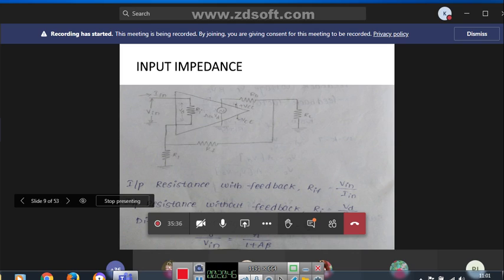So here the input resistance with feedback RIF equals Vin by Iin, the input voltage by the input current. And the input resistance without feedback RI equals VD by Iin, right? Here VD is the input voltage for the basic amplifier, that means without feedback. So the input resistance without feedback RI equals VD by Iin. The input resistance with feedback RIF equals Vin by Iin.